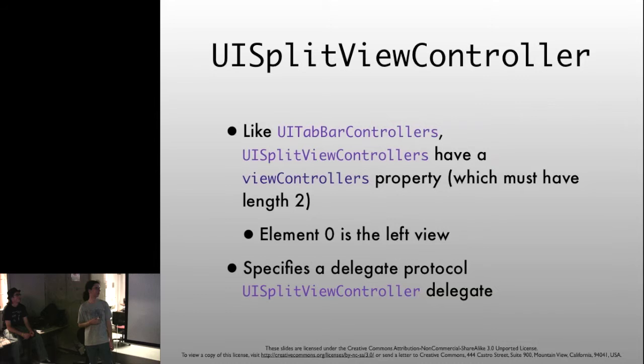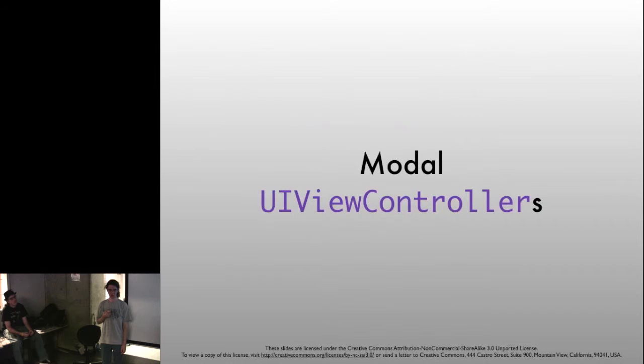So this also has a view controllers property, except you're not allowed to pass in an array of arbitrary length. You can have 5 tab bar items, but you can't have 5 split view items. If you're doing these programmatically, be aware the first element is on the left. There's a delegate protocol which you can look up for responding to events and callbacks and so on.